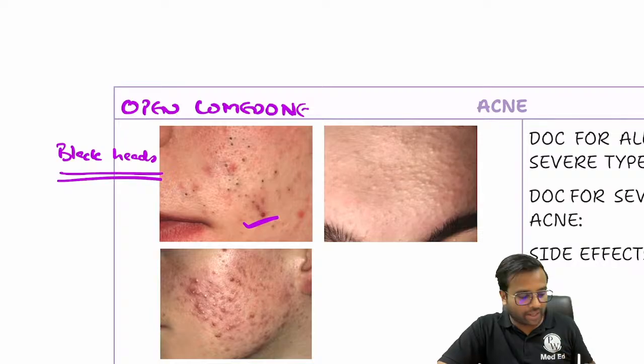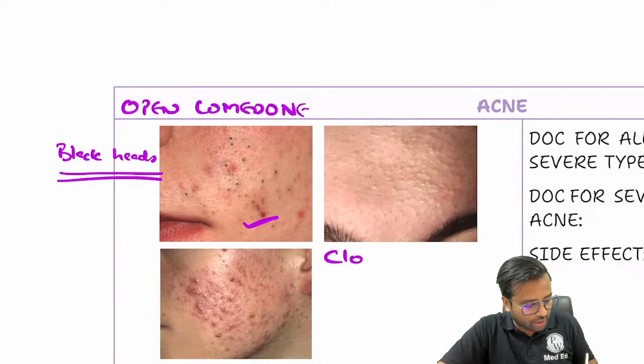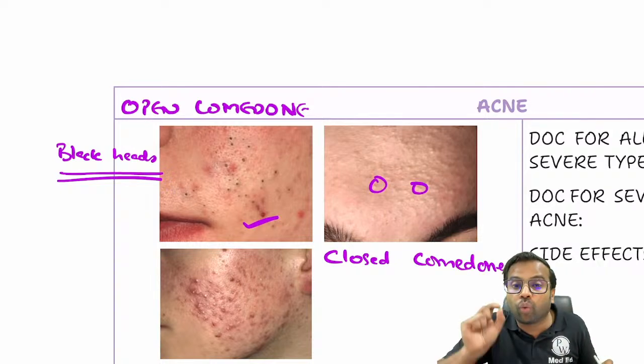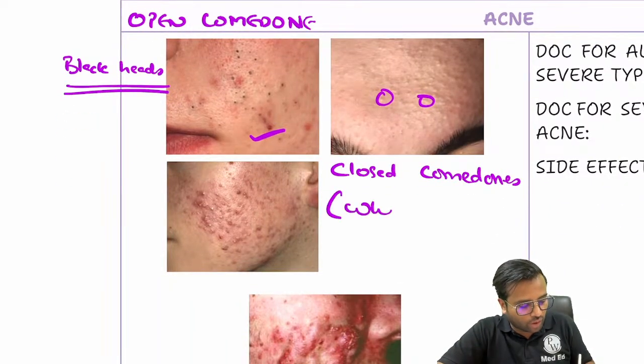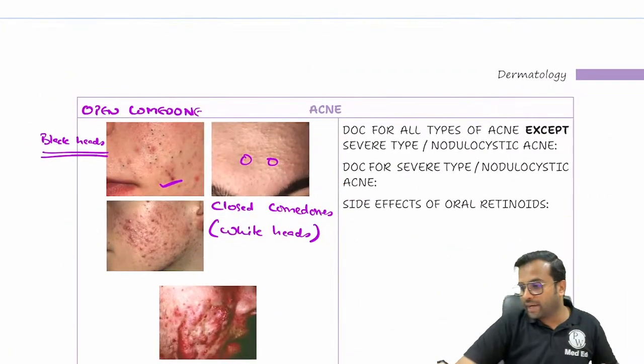The second image should be a closed comedone. That is why we can see a lot of whitish lesions, isn't it? Whitish lesions. That is why we call it white heads.